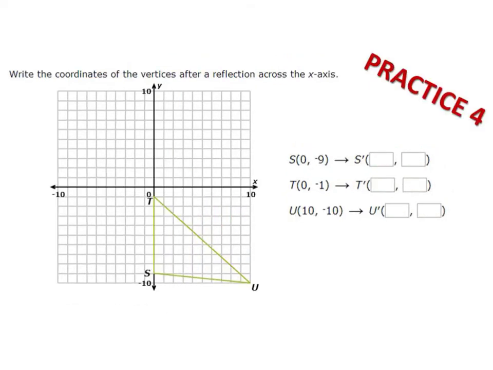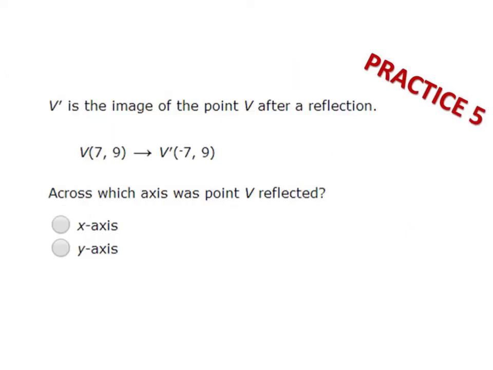Here's your practice 4. You are going to write the coordinates of the vertices after you reflect it across the x-axis. You are going to flip it up over the x-axis. Practice 5. V prime is the image of the point V after a reflection. Across which axis was point V reflected?